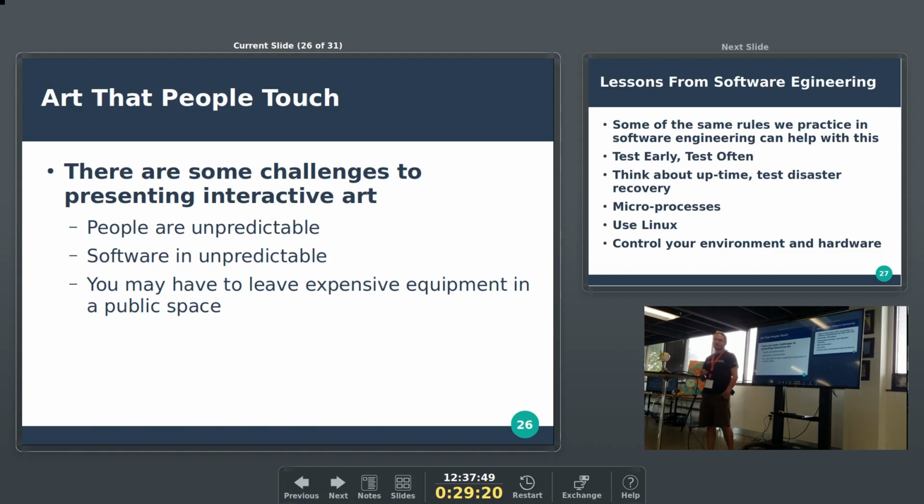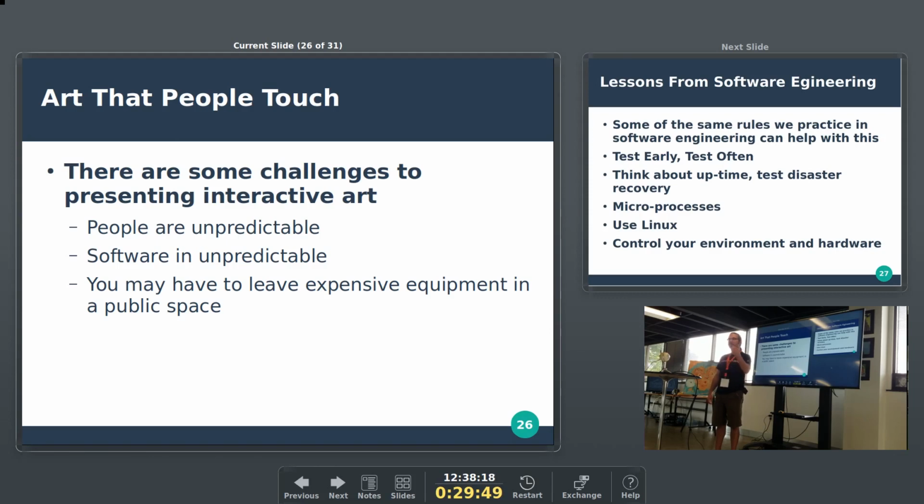So coming back to what I was just talking about with providing the tablets and things, I'll also touch a little bit on some of the unique challenges I've found with doing interactive art. A lot of them end up tying back to the same things that we deal with as software engineers making enterprise software. Basically, people are unpredictable. You never know how you're going to use your software or your art, especially since this is art that people touch.